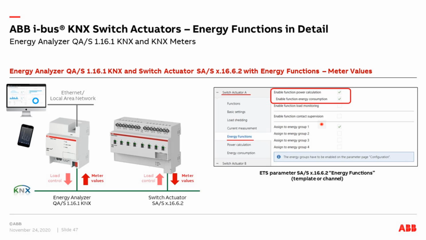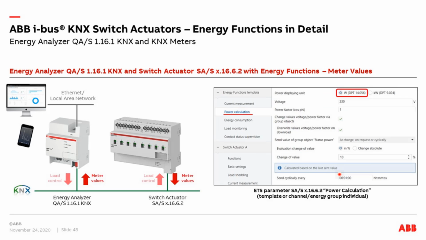Good, then let's come to the energy values. If you want to send it also to the energy analyzer, then we have to go to our switch actuator, to the template or to the channel. You see here, switch actuator channel A. So we can do the settings per channel. So we go to the submenu, energy functions, and we enable, yes, please use the power calculation and the energy consumption. And here you see we can link the output A to energy group 1, to energy group 2, or to all energy groups.